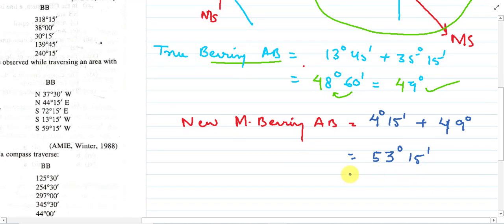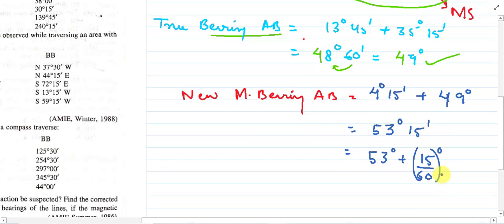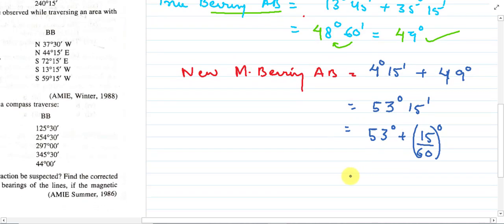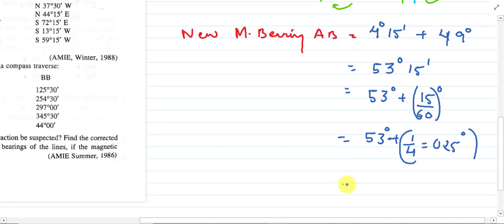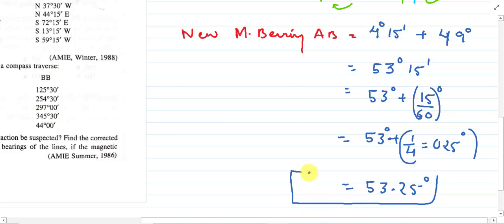So we can say that 53 degree plus 15 degree divided by 60. Now convert this 15 minute into degree. So it will be 53 degree plus 1 by 4, which is equal to 0.25 degree. On adding these two values, this is your final magnetic bearing of line AB.